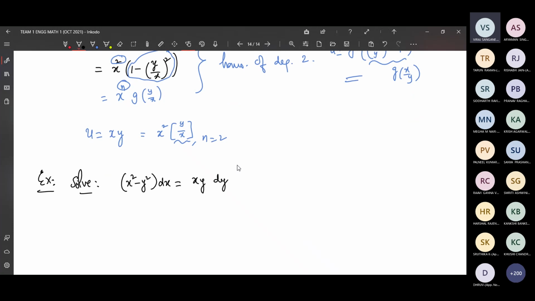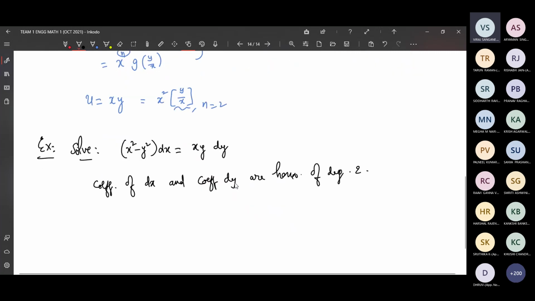Here the coefficient of dx and the coefficient of dy are homogeneous of degree 2 as per the above verification. Therefore, it is a homogeneous equation, because in the above I have verified that point. Now, what is dy by dx from this? x square minus y square by xy.